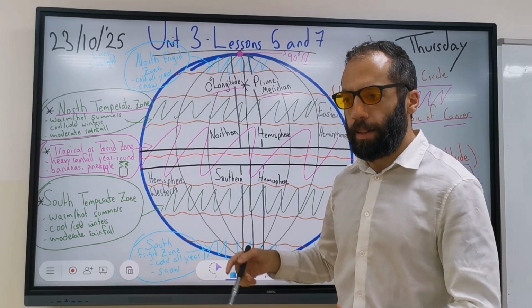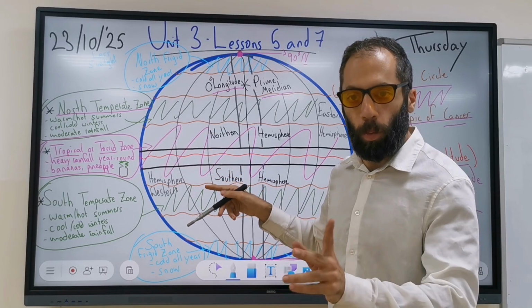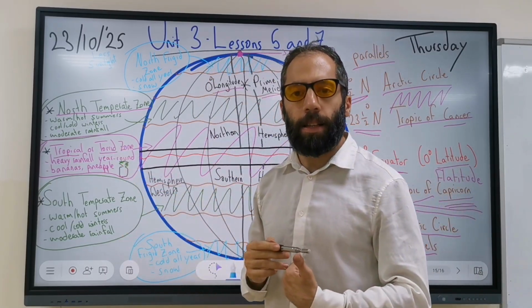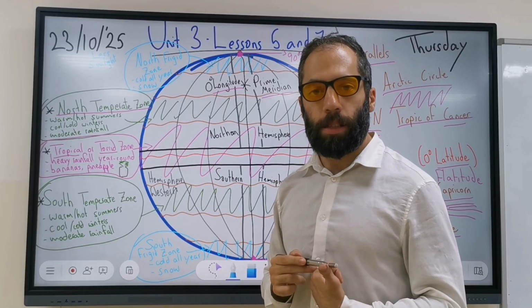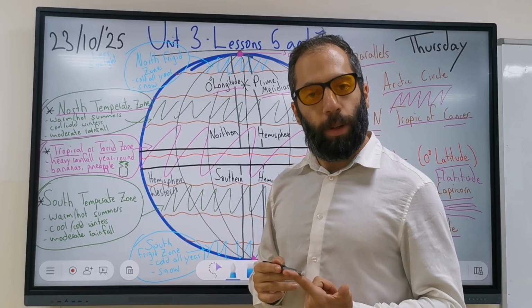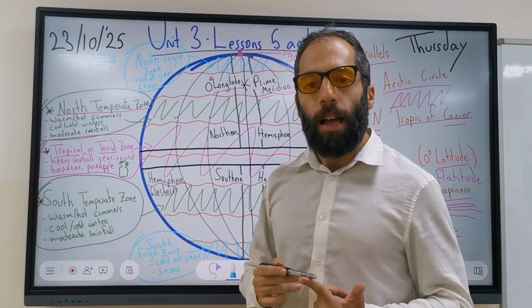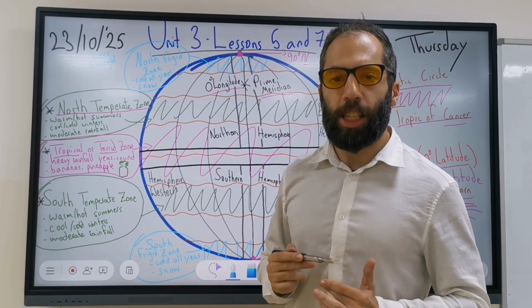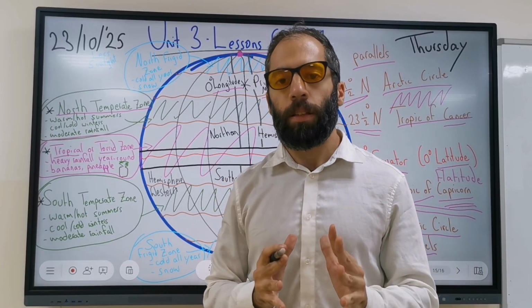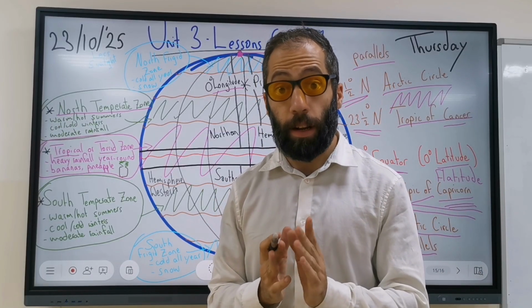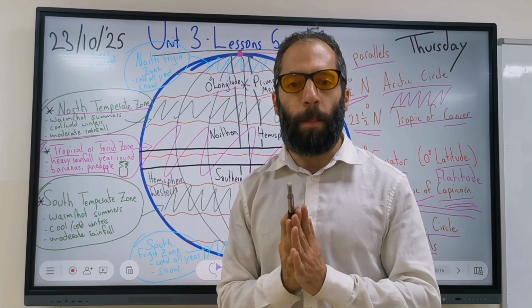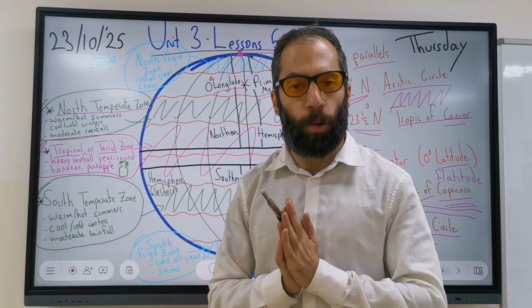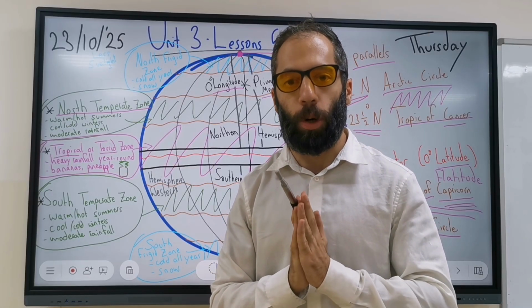Now, what is the weather like in the North Temperate Zone? Well, this weather is characterized by warm and hot summers, cool or cold winters, and these regions experience medium or moderate rainfall. Not heavy rainfall like in the tropical or torrid zone, but medium amounts of rain. So this is the North Temperate Zone.